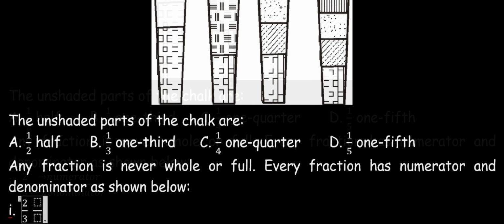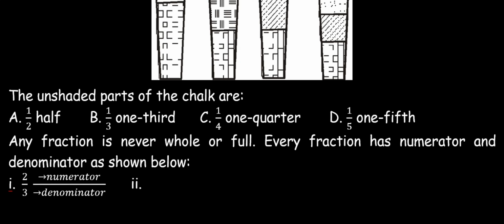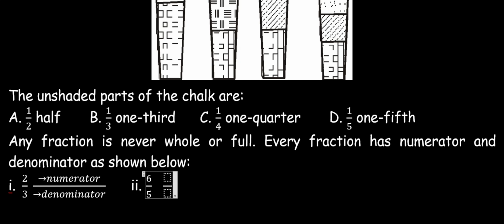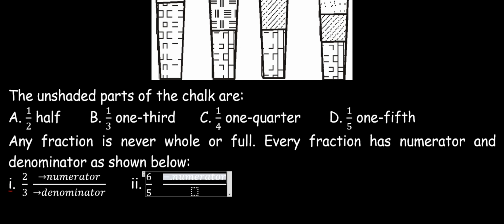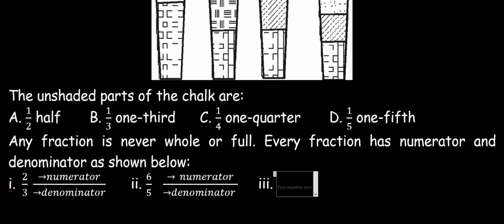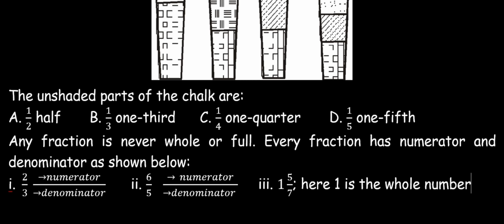Every fraction has a numerator and denominator as shown below. In 2/3, the 2 is the numerator and the 3 is the denominator. In 6/5, the 6 is the numerator and the 5 is the denominator. In 1 whole number 5/7, 1 is the whole number. This is a mixed fraction. Here, 1 is the whole number, 5 is the numerator and 7 is the denominator.